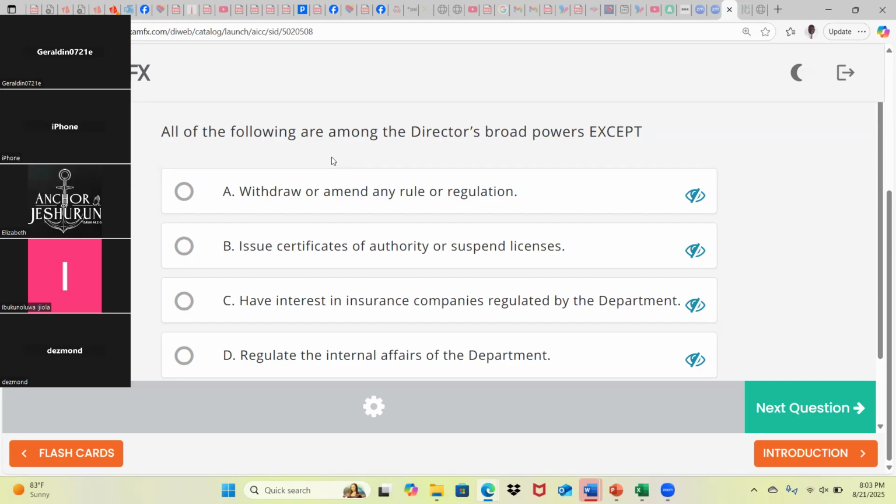But C says have interest in insurance companies regulated by the department. What does interest mean? Does they mean have concern or care, pay attention, or do they mean have a share? So I think, does he get some profit from them? They cannot have interest. The interest is used in another way. Have interest in insurance companies regulated by the department. Yes. Go ahead, Tina. A is the answer.